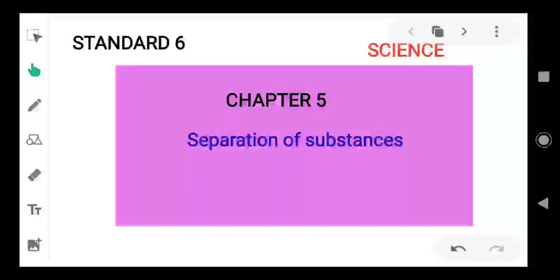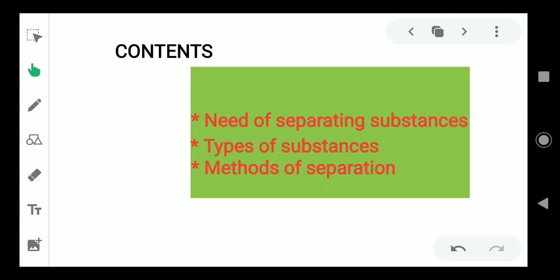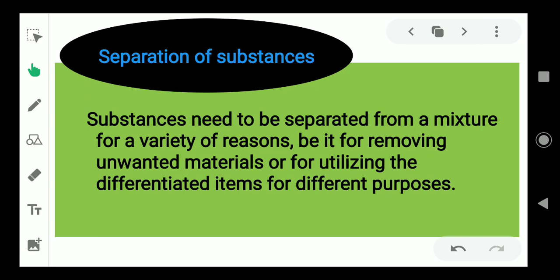Today we are starting a new chapter, chapter 5, separation of substances. Main contents are need of separating substances, types of substances and methods of separation. Let us begin. What is the meaning of separation of substances?